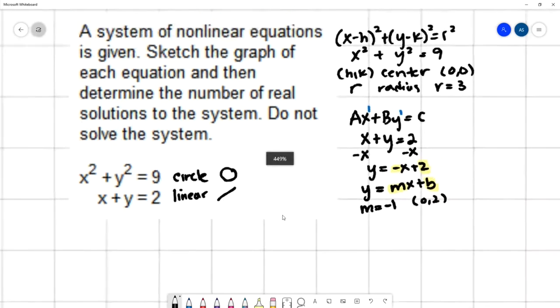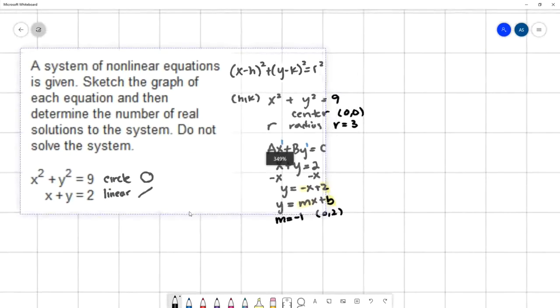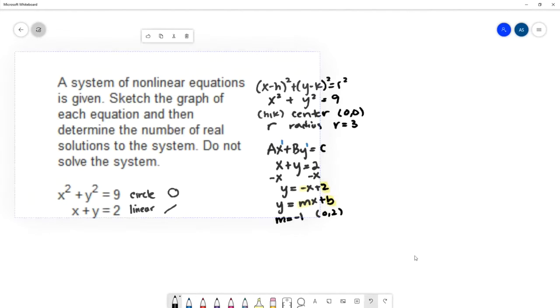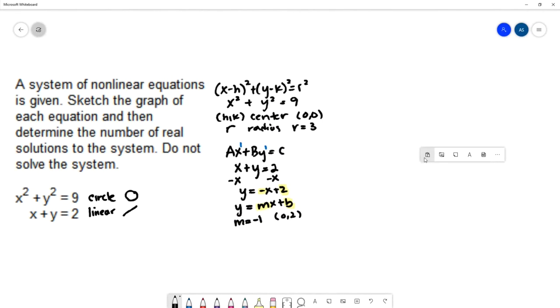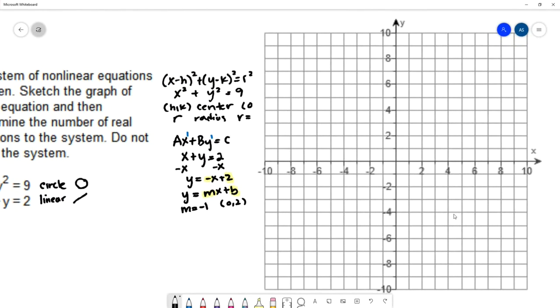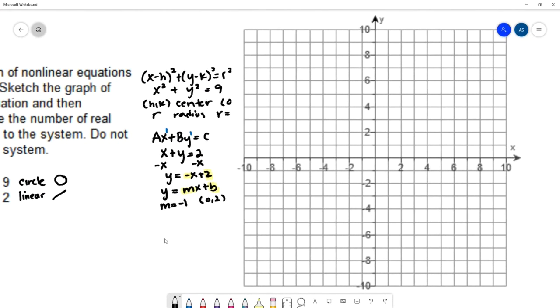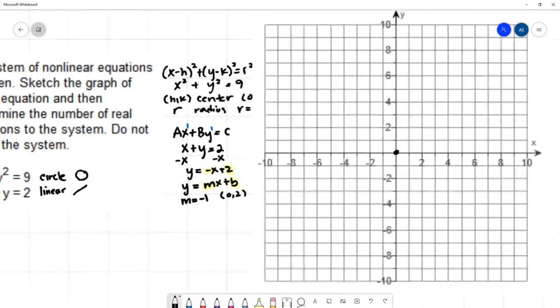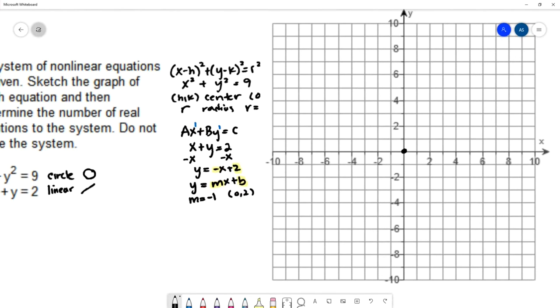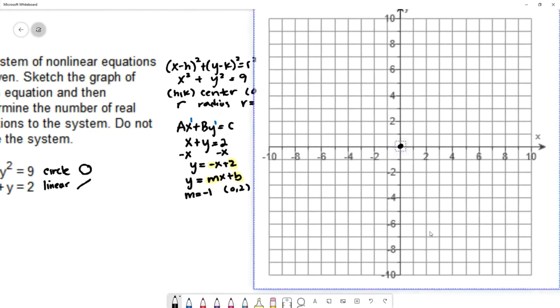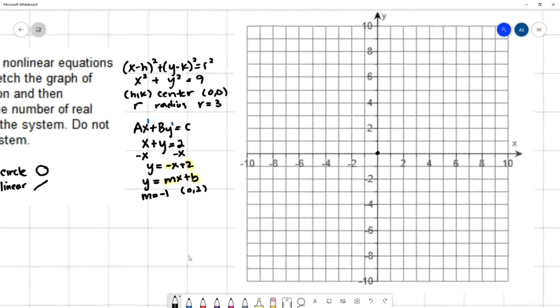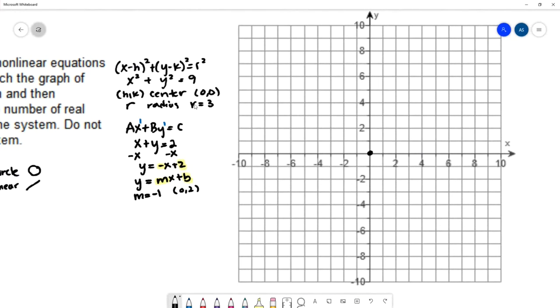So let me get my coordinate plane. And I am going to graph the circle first. So the circle has a center of (0, 0) with a radius of 3. Let me move this over just a little bit so you can see that radius. There's a center of (0, 0) with a radius of 3.